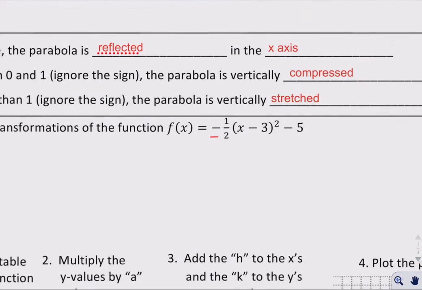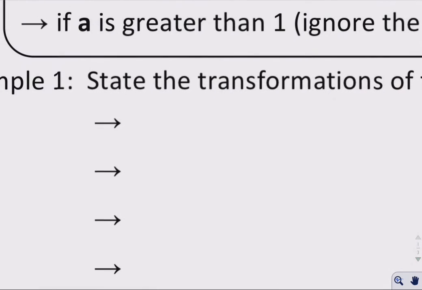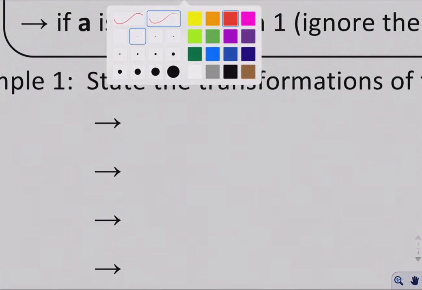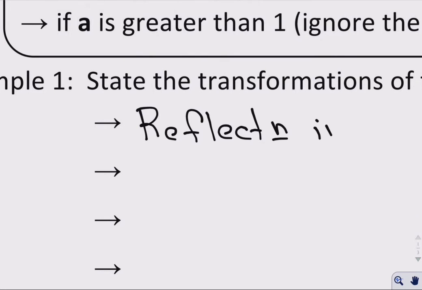Well, if you recall from last year, the negative in front of the a value will reflect the quadratic. So let's write that in here. So we have a reflection in the x-axis.